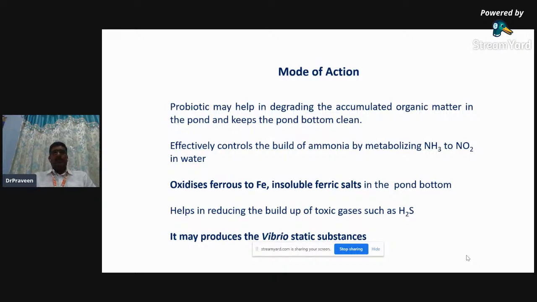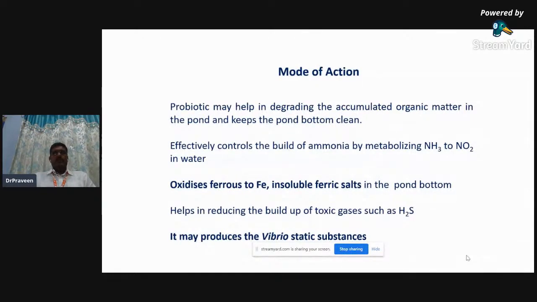And what happens? It effectively controls the buildup of ammonia, and also it helps certain oxidation of metals which are present in the soil. Later on they also show their impact on the animal's molting and everything. Why? Because naturally we know that shrimp take molting and feeding at the bottom. So the bottom, that means the soil, should be clean. For that, we have to take care of these probiotic treatments. Without this, we can't manage the soil properly.